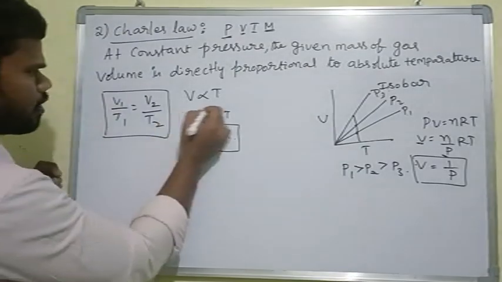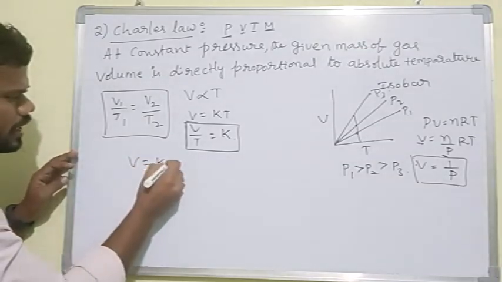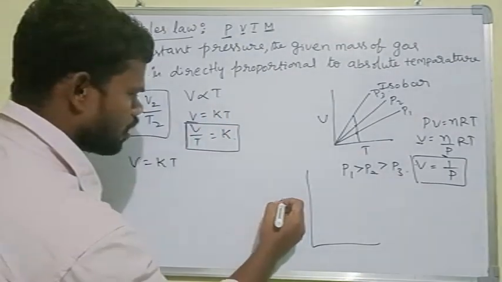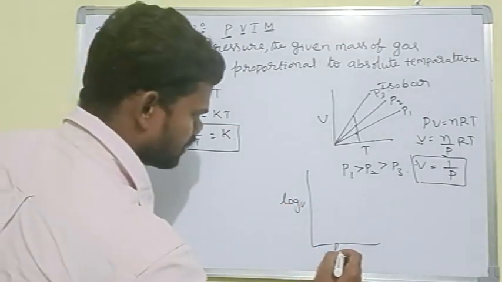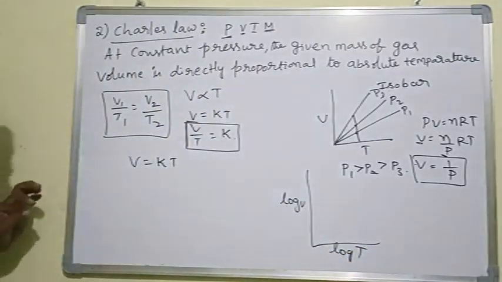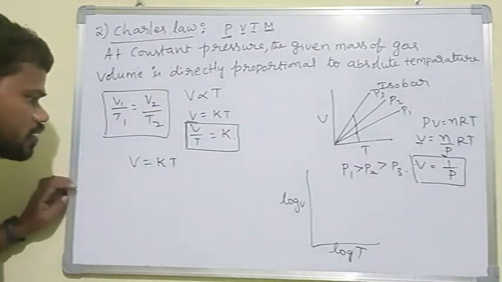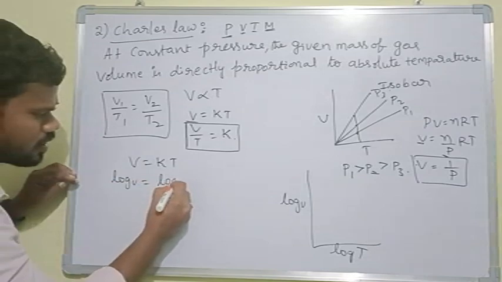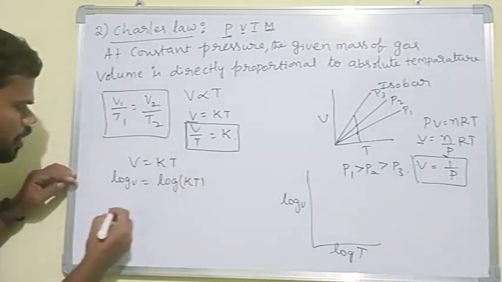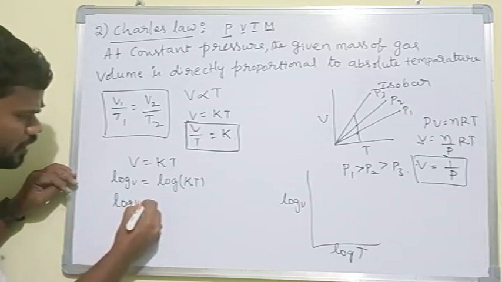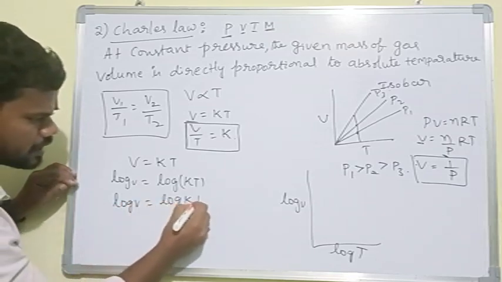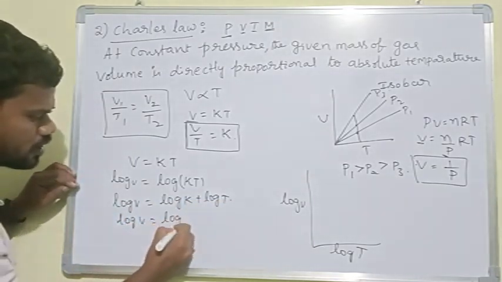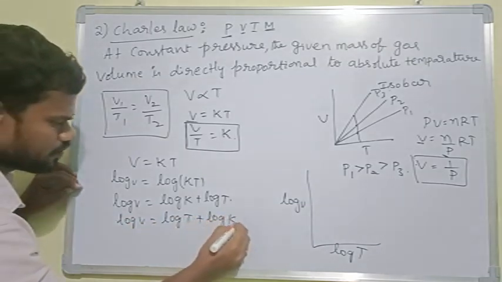Now we have to apply the log to this formula, V equals K into T. We draw a graph between log V versus log T. What graph will we get? We can also define whether it has a positive or negative slope. Applying the log, log V equals log KT. This resembles the log of A into B formula, so log V equals log K plus log T, that is, log V equals log T plus log K.